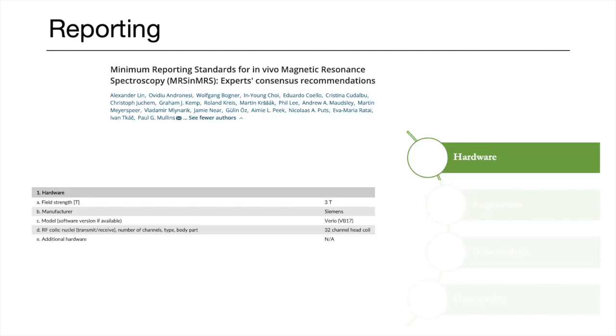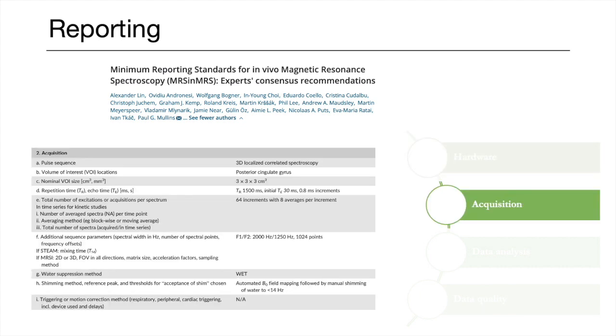In order to ensure reproducibility and repeatability of your results, you need to provide a lot of details about the acquisition and the analysis. Unfortunately, that hasn't always been done in the past, but fortunately, experts have just recently compiled a minimum reporting standards checklist. We won't have time to go through the details, but this is very useful to have as a checklist while writing up papers. First, you need to provide hardware details like the field strength and the type of scanner. Then, information about the acquisition, including the pulse sequence, voxel size, echo time, but also, for example, motion correction methods.